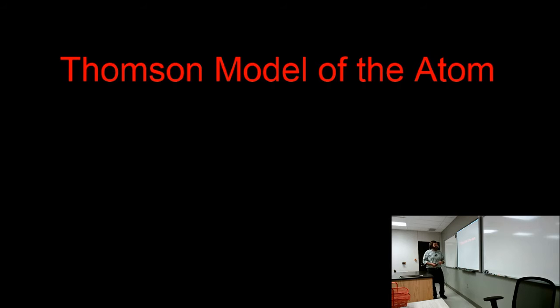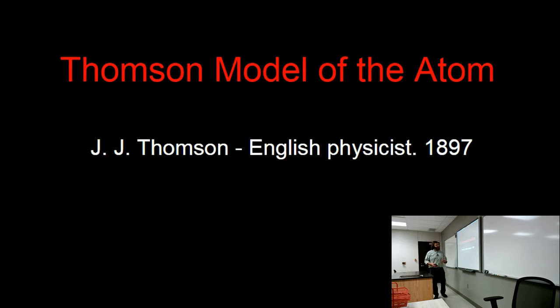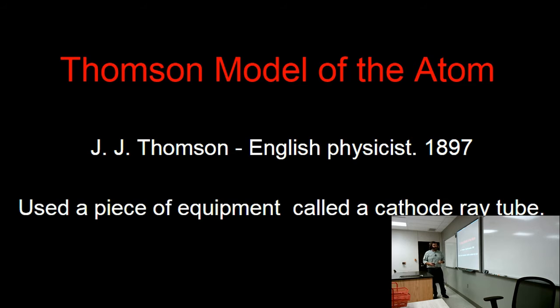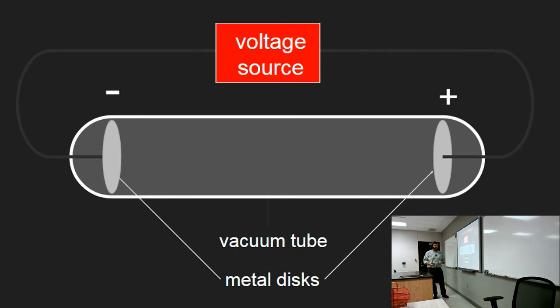This invention, the Crookes tube, was used by a man named J.J. Thomson, an English physicist, in 1897, and he used it to discover the first subatomic particle. Let's look at his discovery.